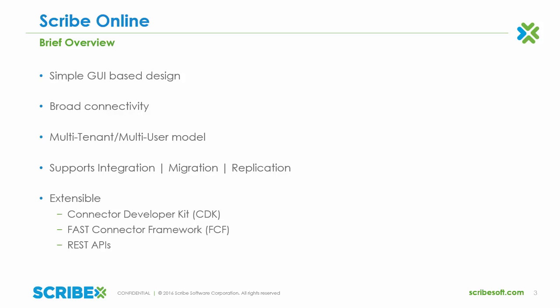Scribe Online is also multi-tenanted and it's a multi-user model, meaning that you can have multiple people having access to the same organizational tenant. You can build integrations together. You can bring partners in. You can have end user customer IT staff getting brought in, basically giving you a collaboration model that you can use in order to bring the right people in at the right time to build these integrations.